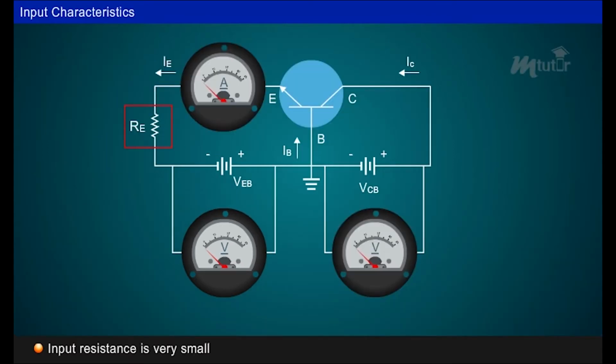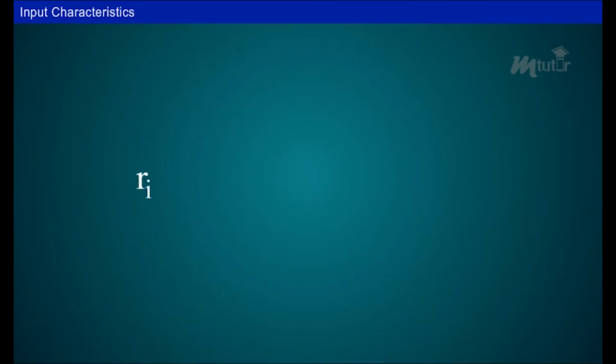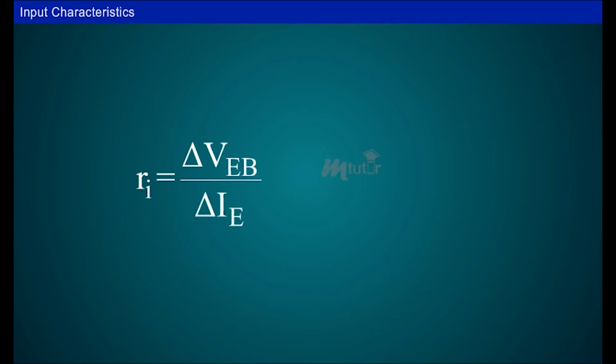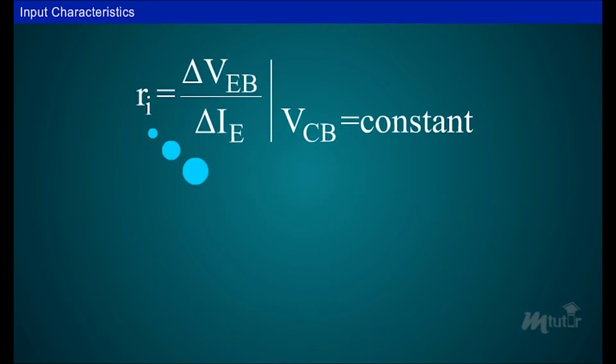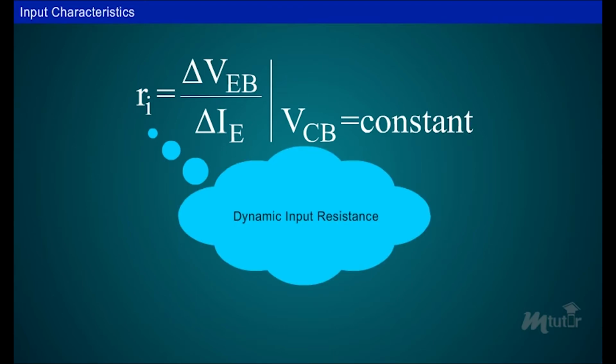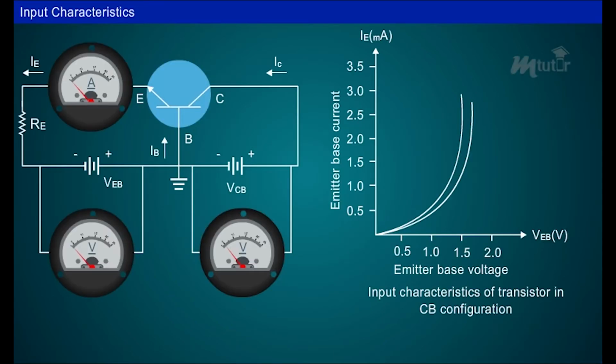It means that input resistance is very small because input resistance is the ratio of change in emitter base voltage to the resulting change in emitter current at constant collector base voltage. This resistance is also known as the dynamic input resistance of the transistor in CB configuration. When we increase collector base voltage to 10 volts with constant emitter base voltage, the emitter current increases slightly.